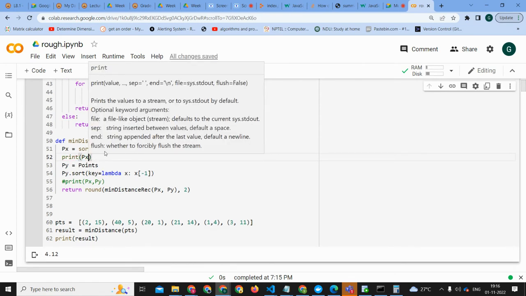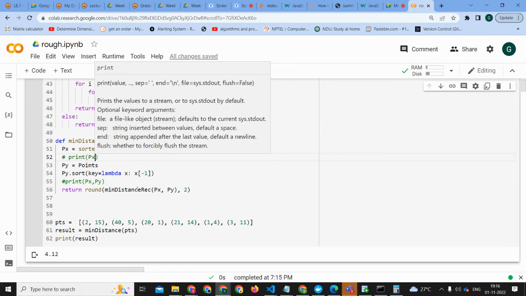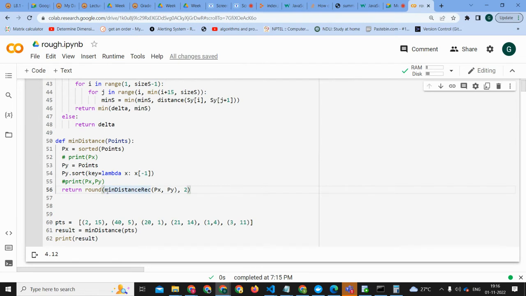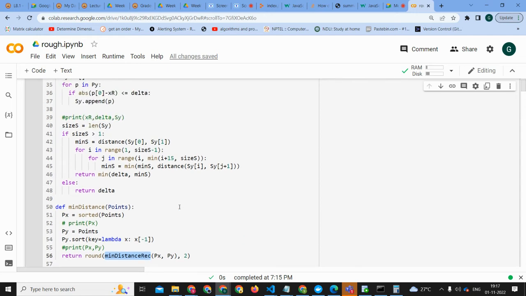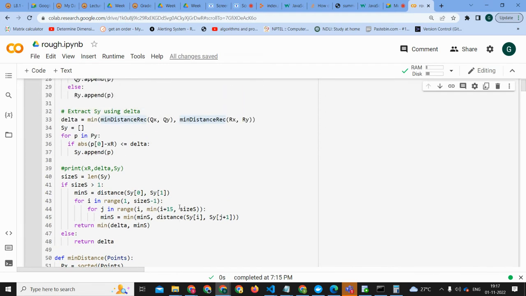Actually, I have done it. I think last time itself we were trying to do it. See, x and y I have printed. Fine, so we are returning rounded again. We saw this last time also. Minimum distance rec, whatever, px and py, we are passing the two lists. Basically, px is nothing but sorted based on the x-axis. Py is sorted based on the y-axis, and we are asking it to round it to two decimal places. Correct. So let's go to the minimum distance function.